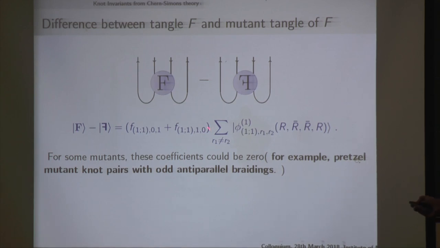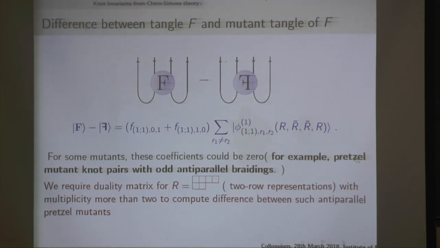But for Kinoshita and Conway, which is one of the famous eleven crossing knots, this coefficient was non-zero. But we do have situations like these Pretzel mutant pairs, which start from 12 crossings onwards, which involve anti-parallel braiding. There these coefficients are all zero. So even the 2,1 mixed representation is not complete. It's not able to distinguish some of these mutant knots.